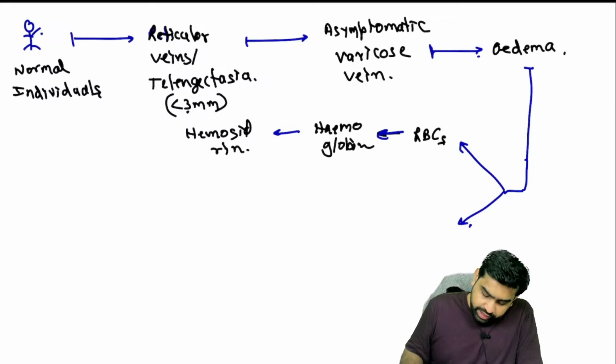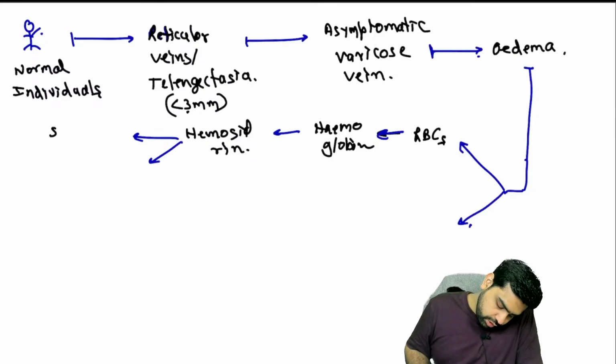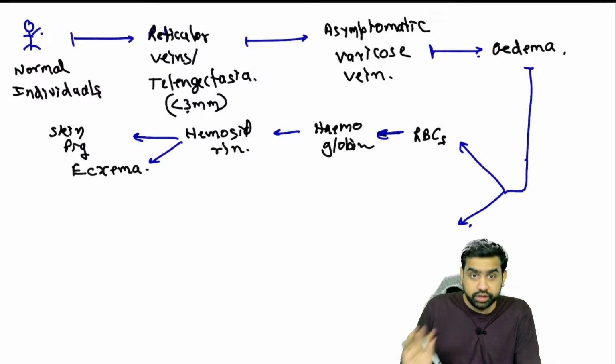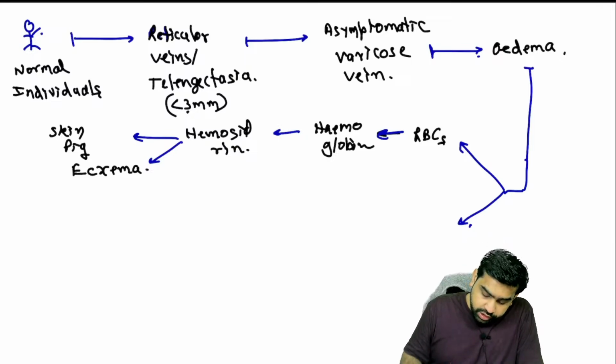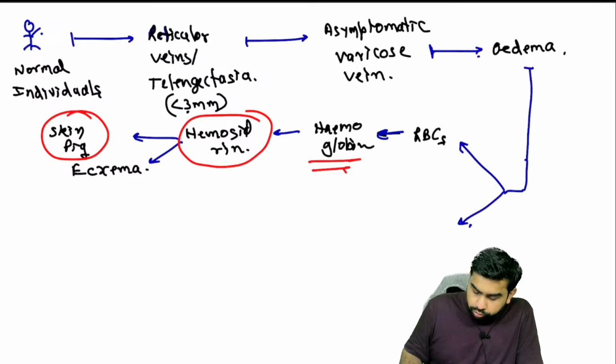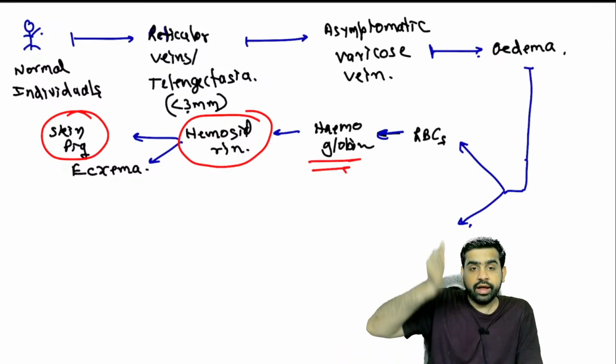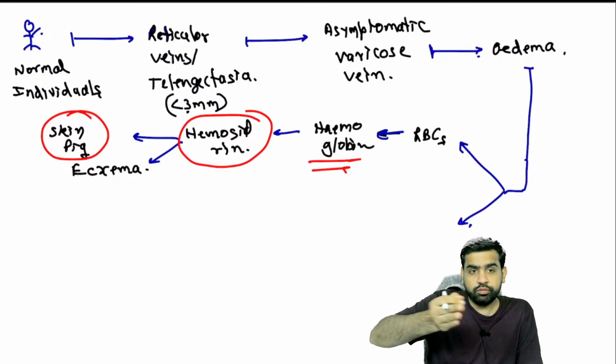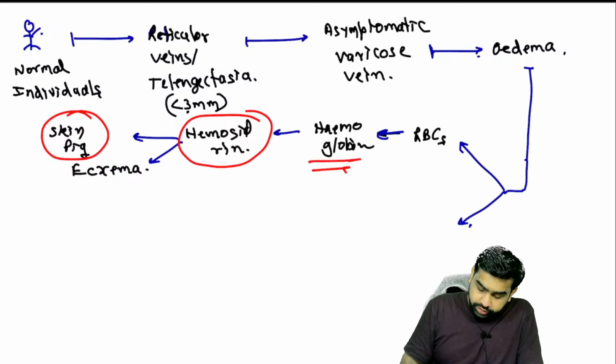Hemosiderin. This hemosiderin is responsible for skin pigmentation and eczema. You understand my point? Please understand, there are many MCQs in this. This hemosiderin is responsible for the skin pigmentation, it is not the hemoglobin. Hemoglobin is converted to hemosiderin, and hemosiderin is responsible for the skin pigmentation and the eczema.